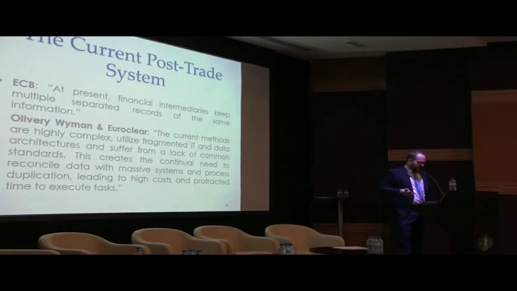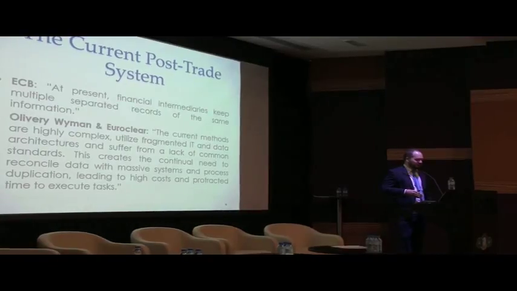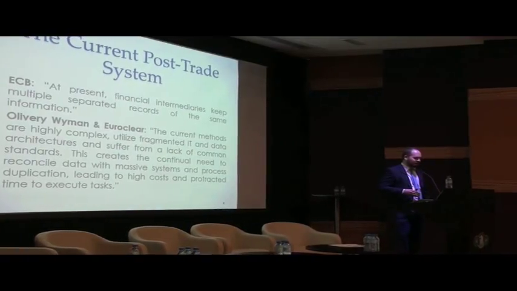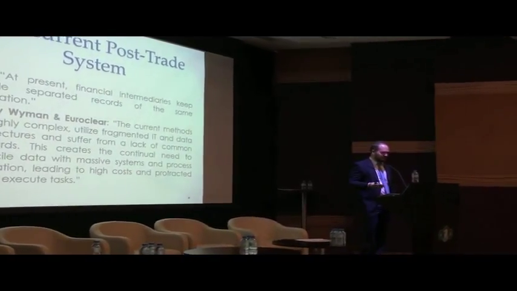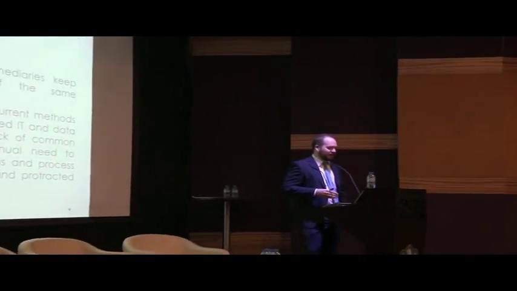So what has the European Central Bank said on the topic? Well, they've said that at present, financial intermediaries keep multiple separate records of the same information. So again, this is kind of inefficient because we have information in the accounts of different intermediaries, sometimes in different countries, and of course they all have to be continuously updating those records. It takes time, it costs money.